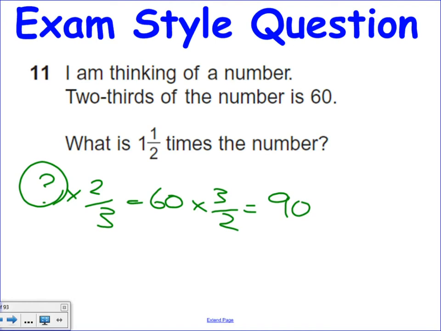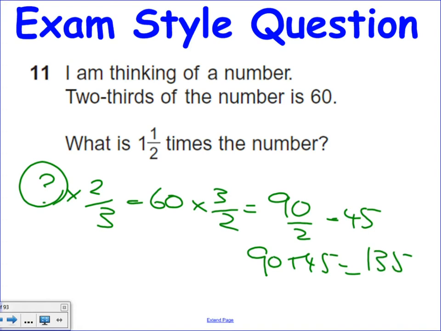The next bit, what is 1.5 times the number? Well, if that's the number, then half of it is 45. So if I add 90 plus 45, I end up with 135.